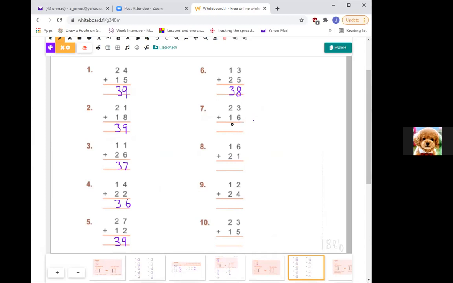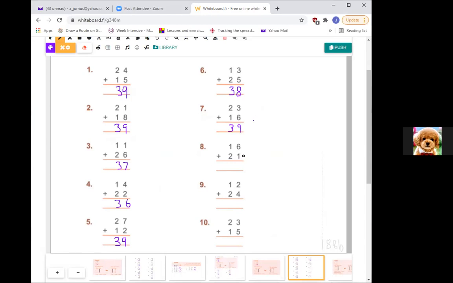23 plus 16 equals 39. Very nice. That's right. How did you get that? Because the 23 is 1 less than 24, and 16 is 1 more than 15. So that will equal the same number. Very good. Selena, will you do number 8?